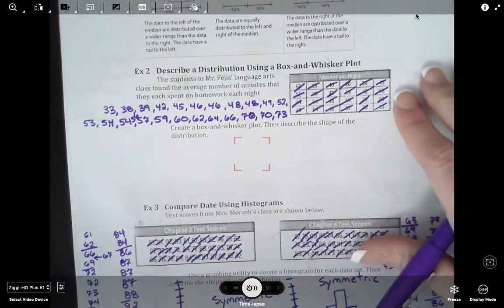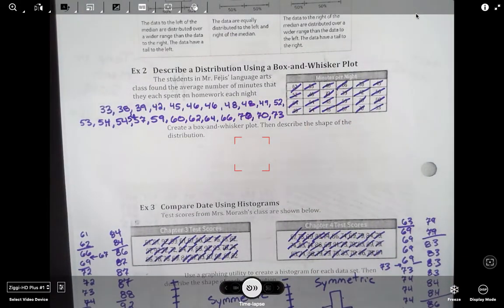All right, now box and whisker plot. We went ahead and took this guy, and we are making just 1 box and whisker plot. That's it, just 1. For this one, in example 4, we're comparing 2 of them, okay? So, box and whisker plot.